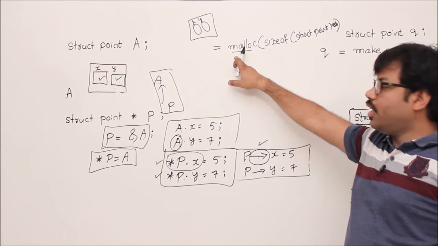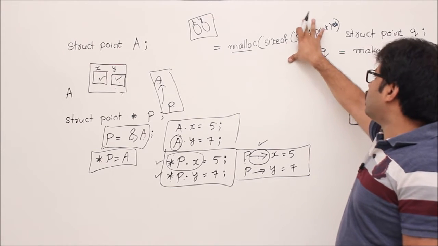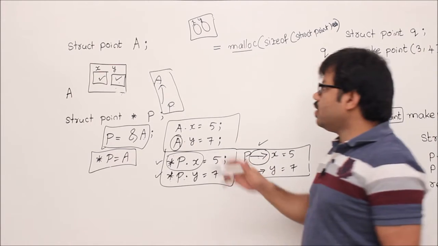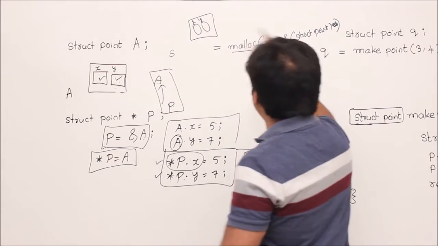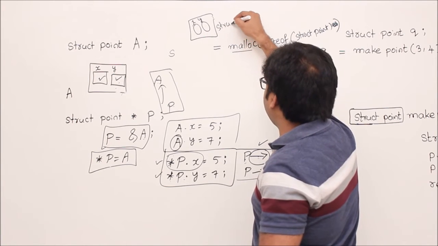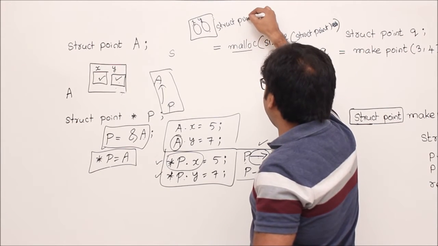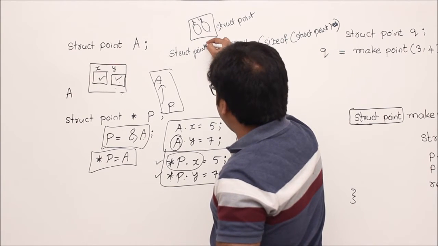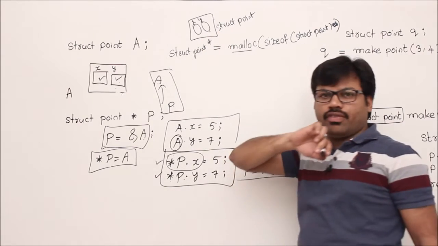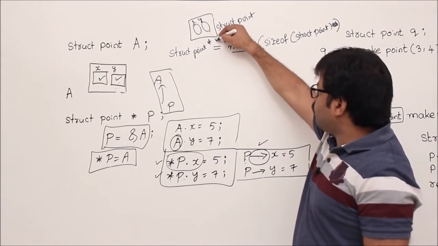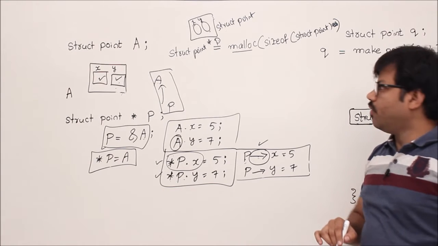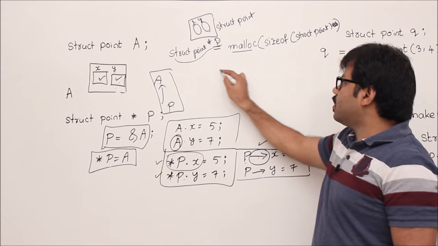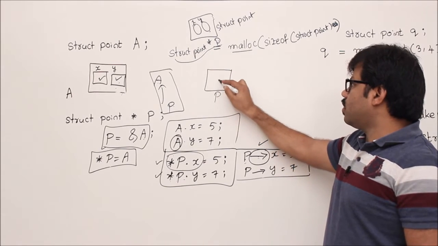What malloc returns? Already I told you, malloc returns the starting address of this struct point. That's why the suitable person who can hold it is a struct point pointer. So what is the data type? Struct point. I want a struct point pointer. What is the name we give for that pointer? Let's say p. Since struct point star p creates a variable p which is a struct point pointer.